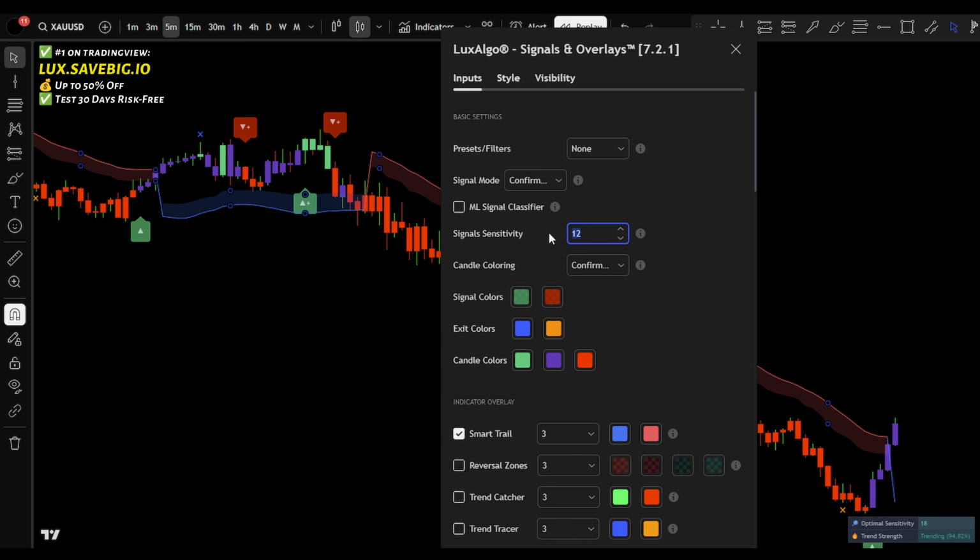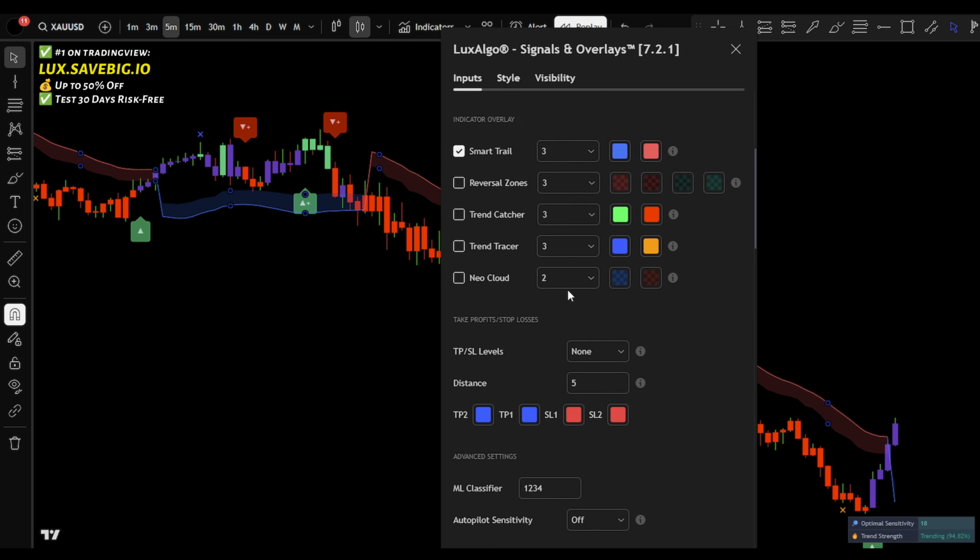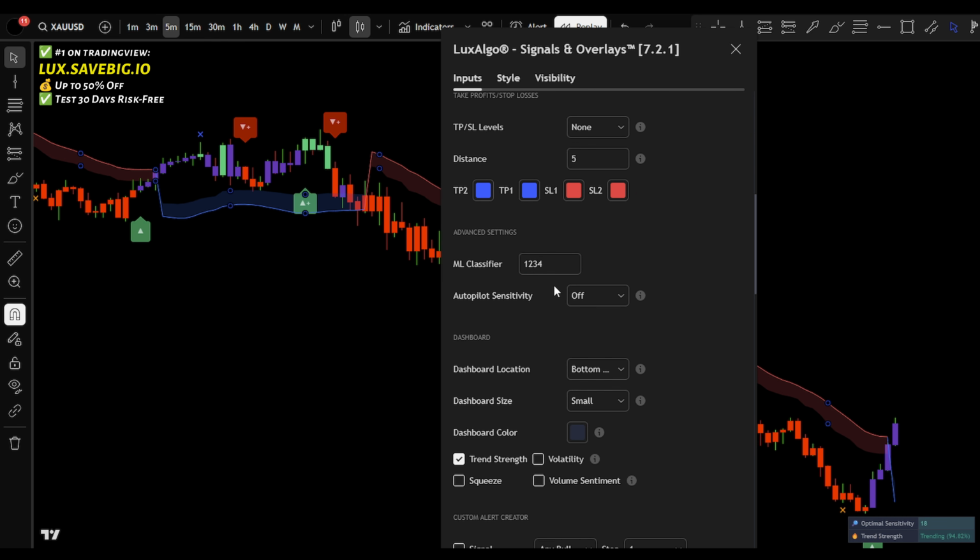For this strategy, we want to set our signal sensitivity to 16. We use a manual value here because we want the signals to stay stable on this 5-minute chart. In my testing, this setting gave a nice balance between catching strong moves and ignoring random noise. The autopilot sensitivity is honestly amazing and adjusts itself to the market, but for this strategy we stick to this fixed value because we know exactly how it behaves.